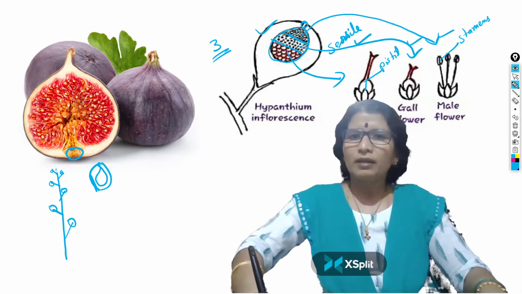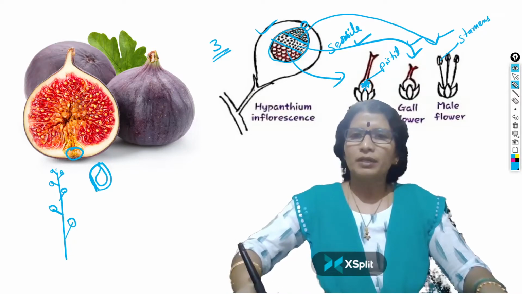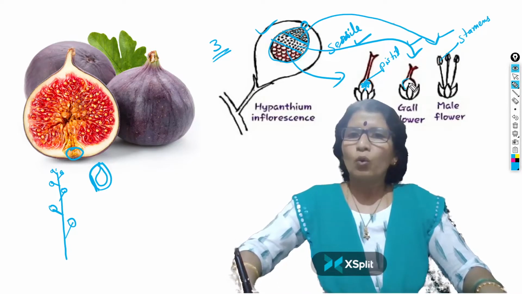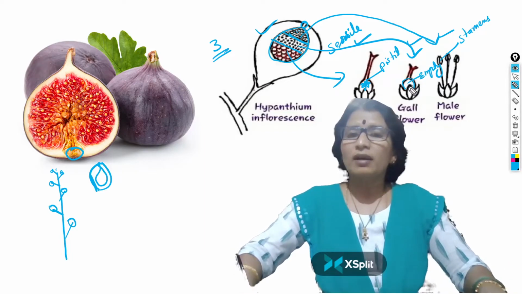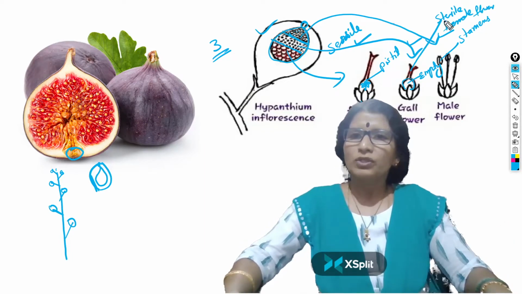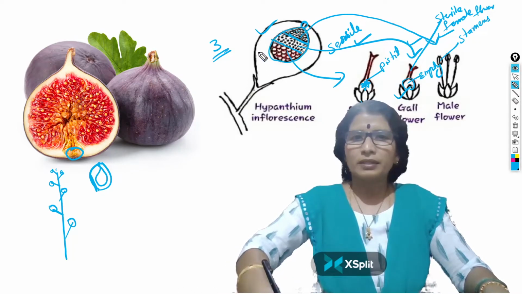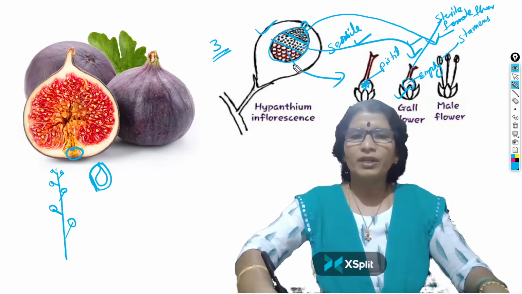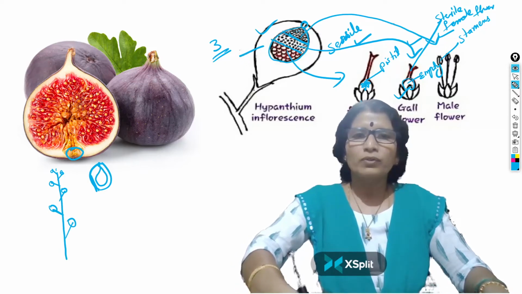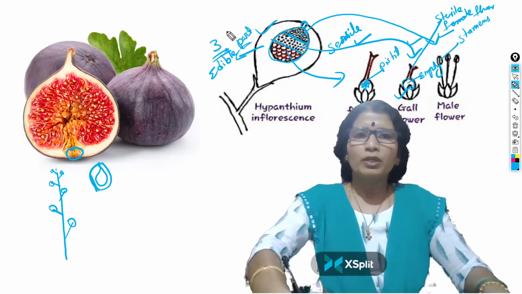Usually in the pistil, in the ovary, ovules are present. But in a gall flower, the ovary is empty. The ovary could not produce ovules. That is why these are sterile female flowers. So sterile female flowers we can call gall flowers. And this inflorescence axis is condensed and becomes very fleshy. That is why this part can be used as an edible part. It can be used to eat.